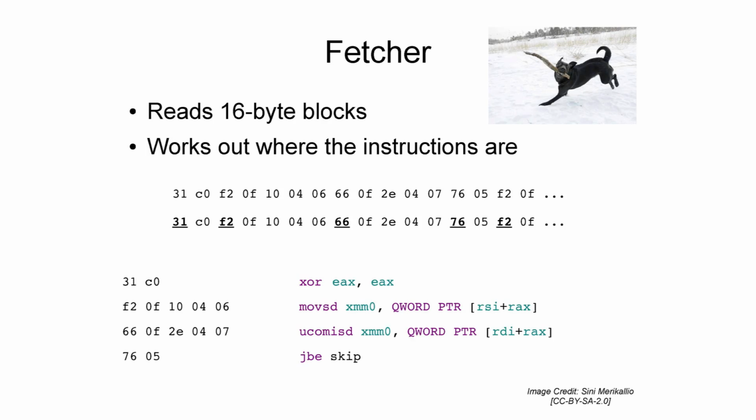The instructions look something like this. The fetcher reads them in 16-byte chunks. And it has an interesting thing to do, first up. Later on down the pipeline, we want to unlock as much parallelism as possible. And that means that we want to do more than one instruction at a time, if that's at all feasible.